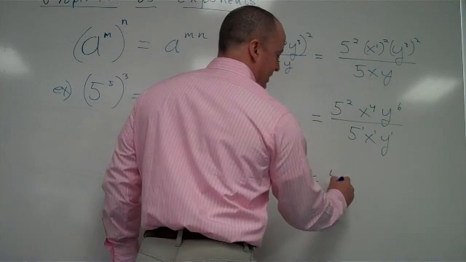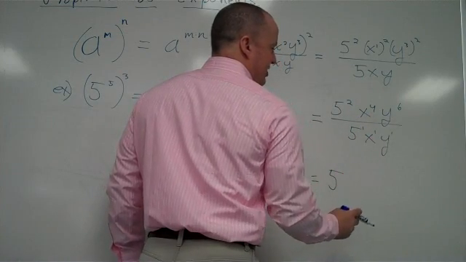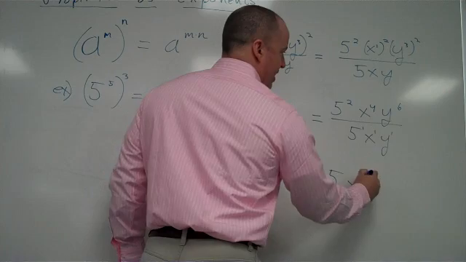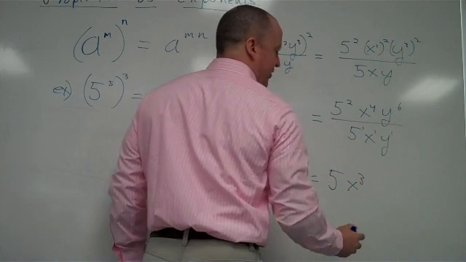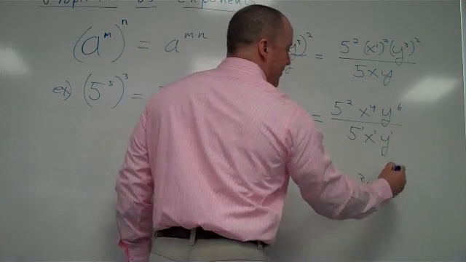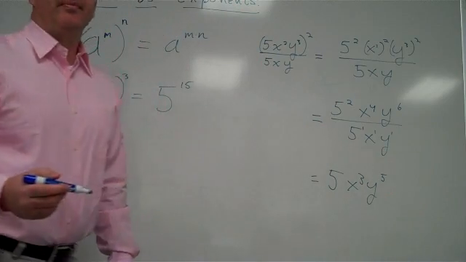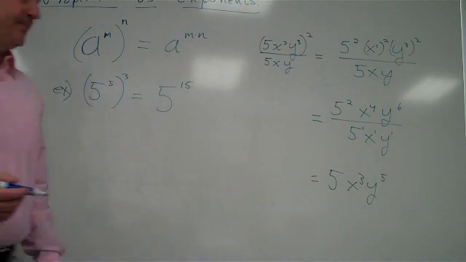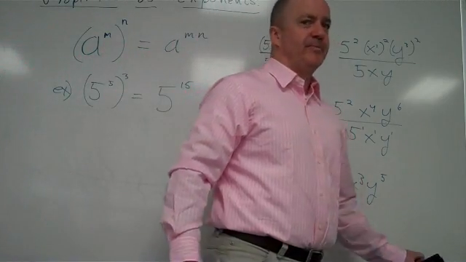5. X to the 4th divided by X to the 1st. 3. Y to the 6th divided by Y to the 1st. 5. Y to the 5th. And that's your answer for that one. That was right. Okay? How's that one? You guys handle that?